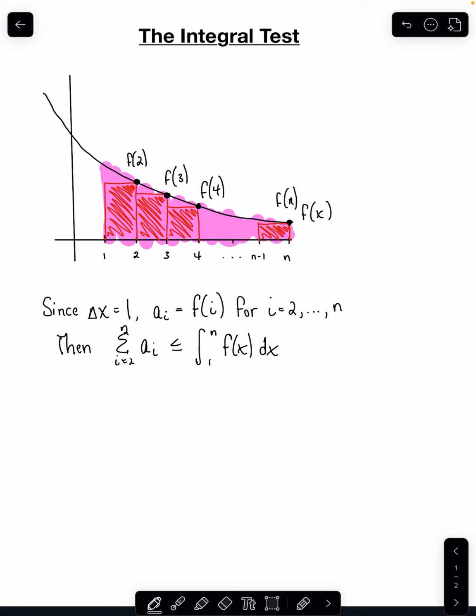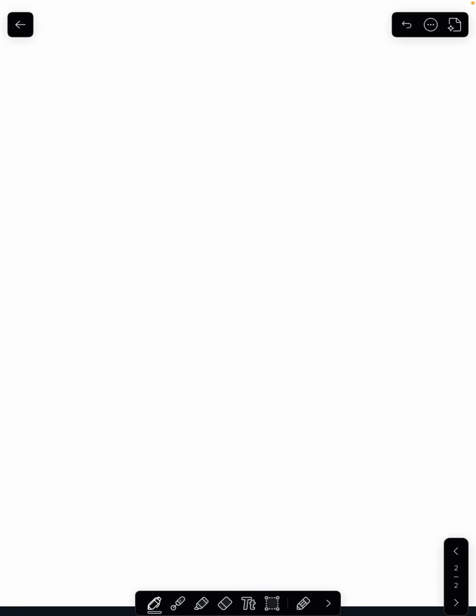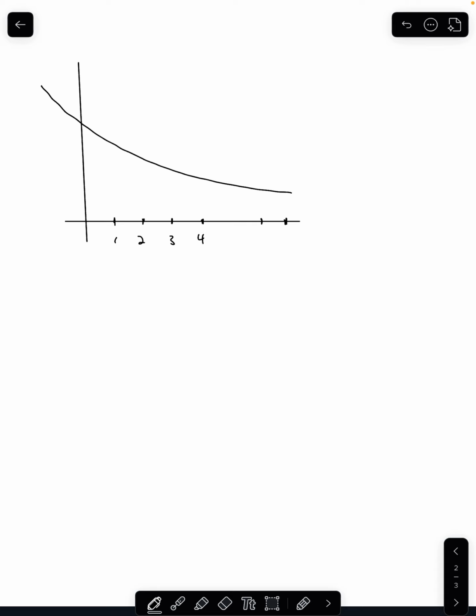Now we're going to look at the same situation, the same curve, a continuous decreasing curve, still with subdivisions of width 1. This time, however, when we build the rectangles on each subinterval, we're going to build them off of the left endpoint.